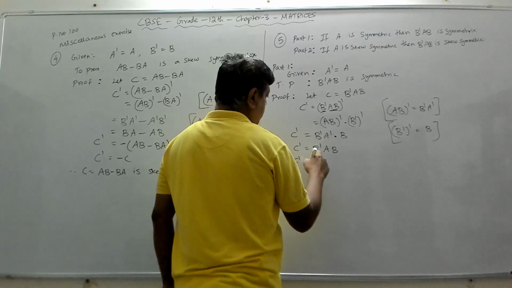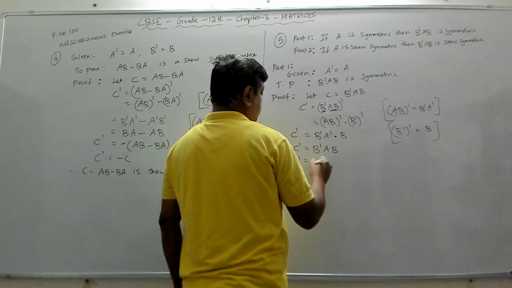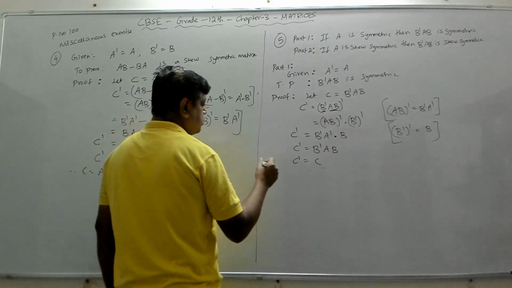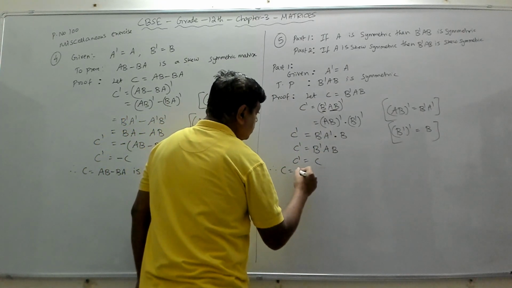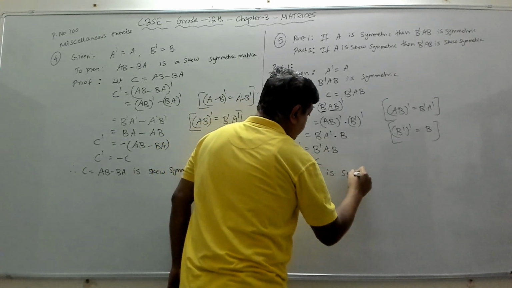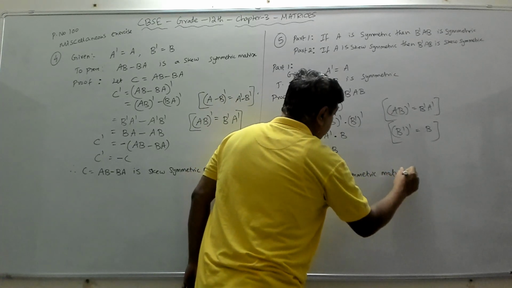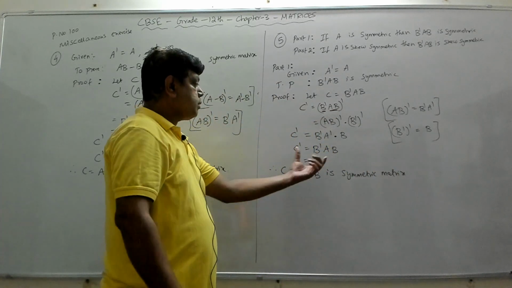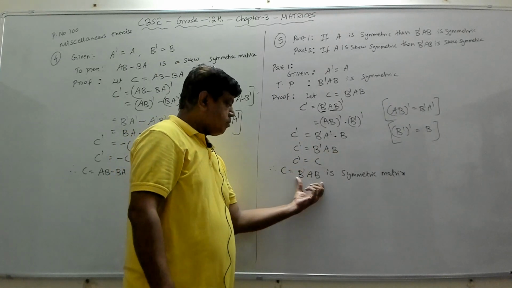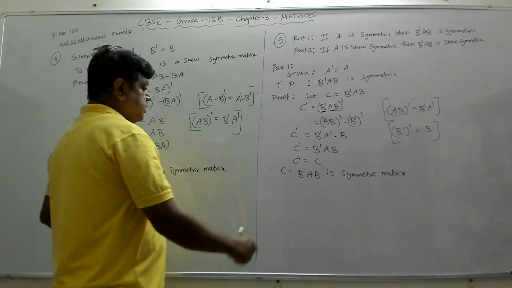So C transpose equal, what is B transpose AB? B transpose AB is actually C matrix. So you got C transpose equal to C. Therefore C equal to B transpose AB is a symmetric matrix, because we got C transpose equal to C. So transpose of this, we got back the same matrix. Fine. So that's the proof.